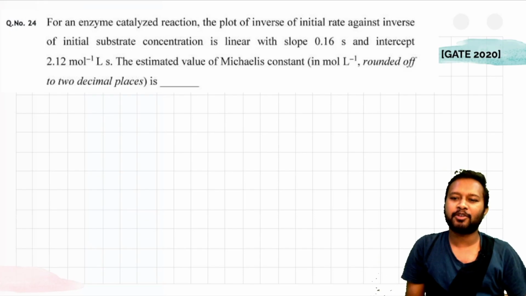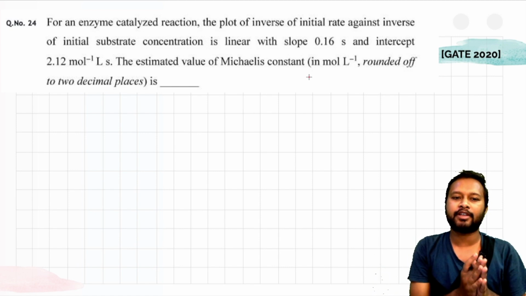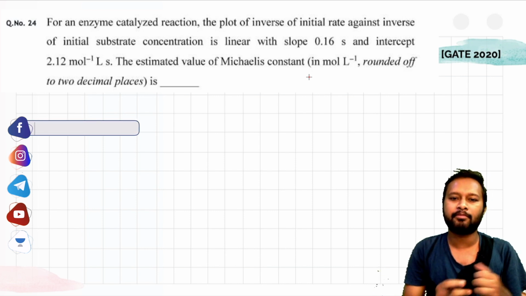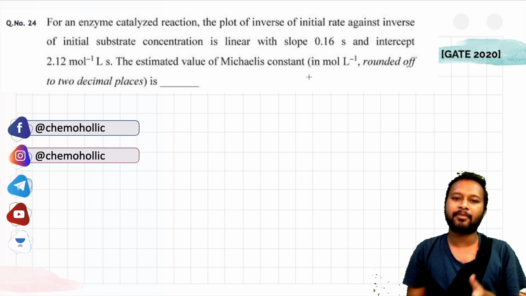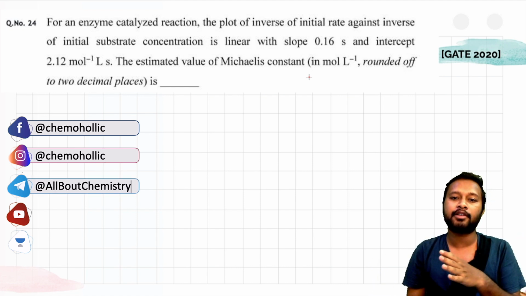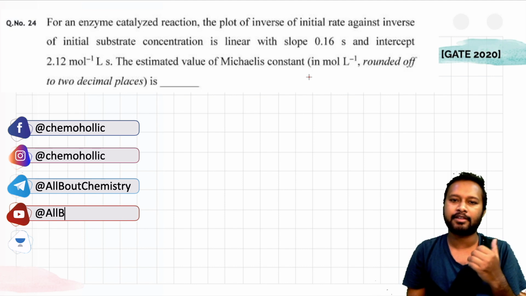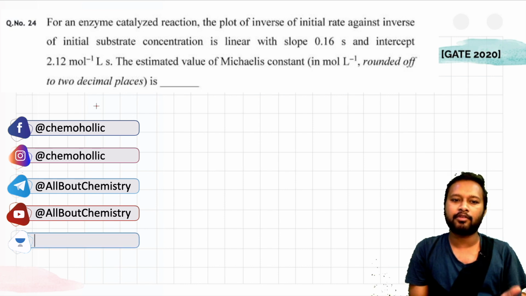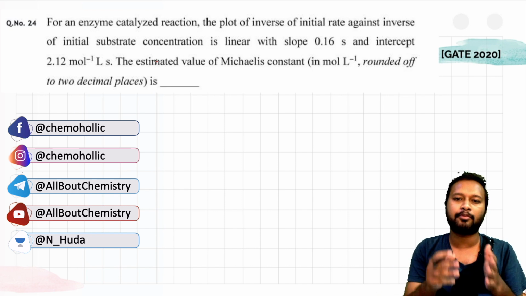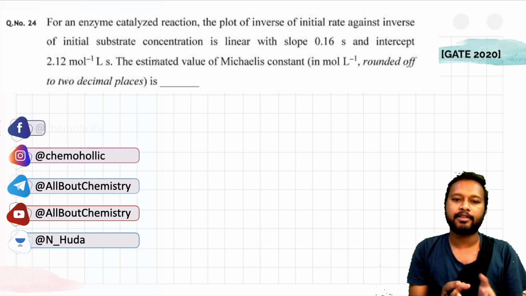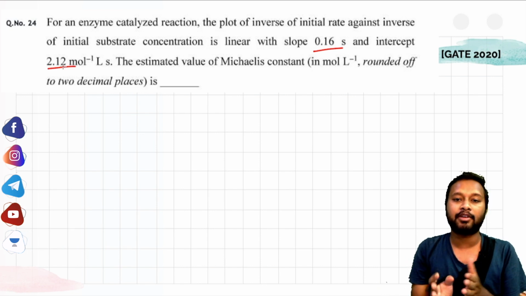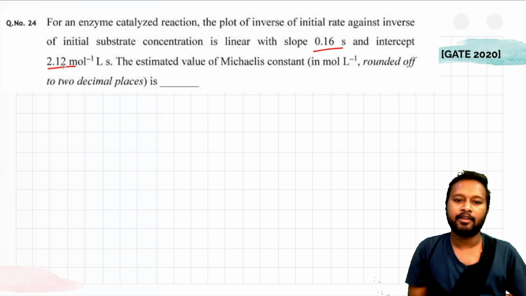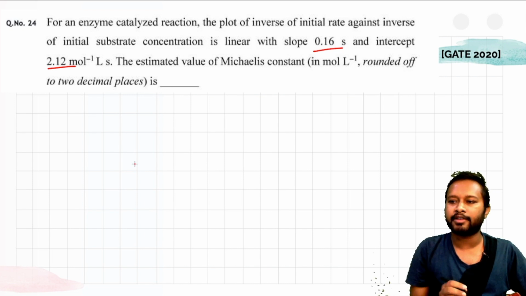Alright, so let's start from this particular question which was asked in GATE 2020 exam. This question was asked from your Michaelis-Menten equation, basically from your Lineweaver-Burk plot. The question says that for an enzyme catalyzed reaction, the plot of inverse of initial rate, that means 1 upon V naught, against inverse of initial substrate concentration, that means 1 upon S, is linear with the slope given to you as this much and intercept given to you as this much. The estimated value of the Michaelis-Menten constant is. Now you have to round off to 2 decimal places, so let's try to do this.